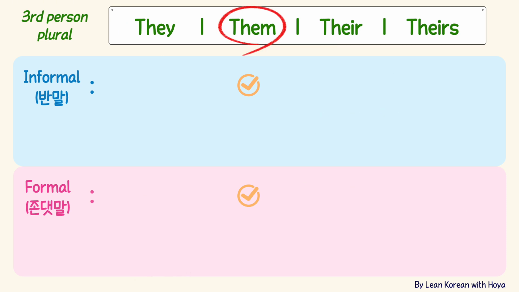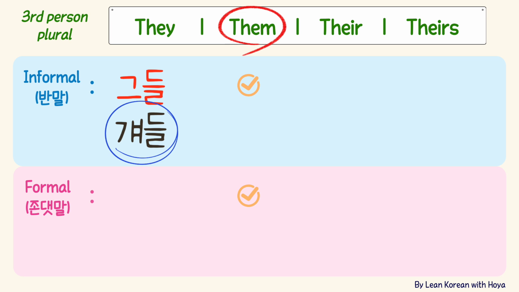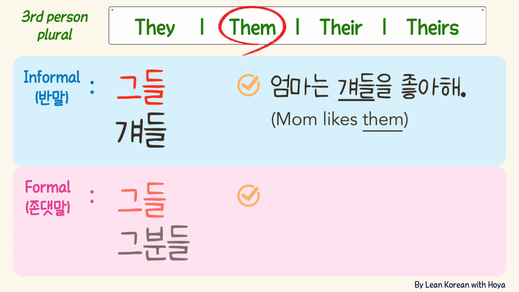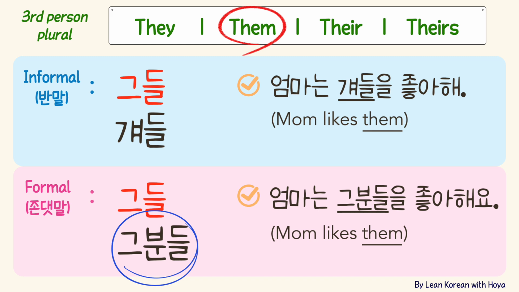The next one is them. For informal speech, we're going to replace 그들 with 걔들. My mom likes them. 엄마는 걔들을 좋아해. For formal speech, we're going to replace 그들 with 그분들. 엄마는 그분들을 좋아해요.